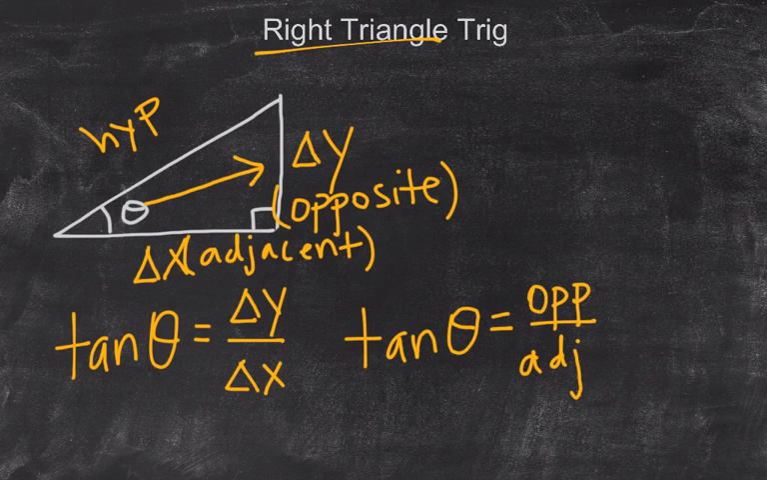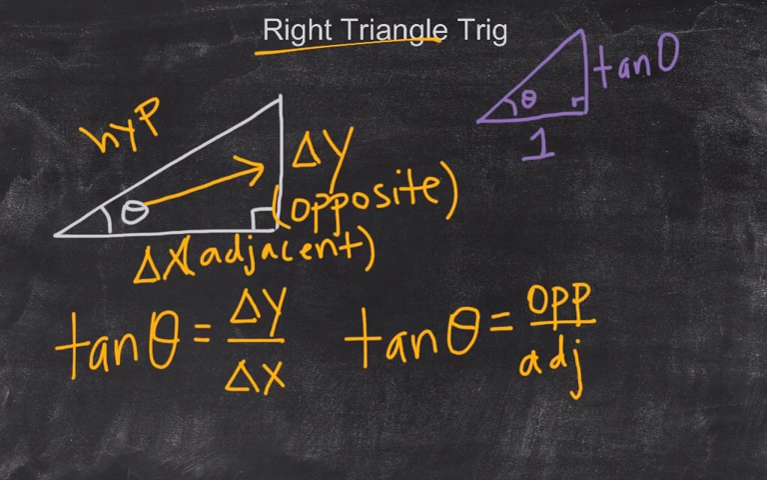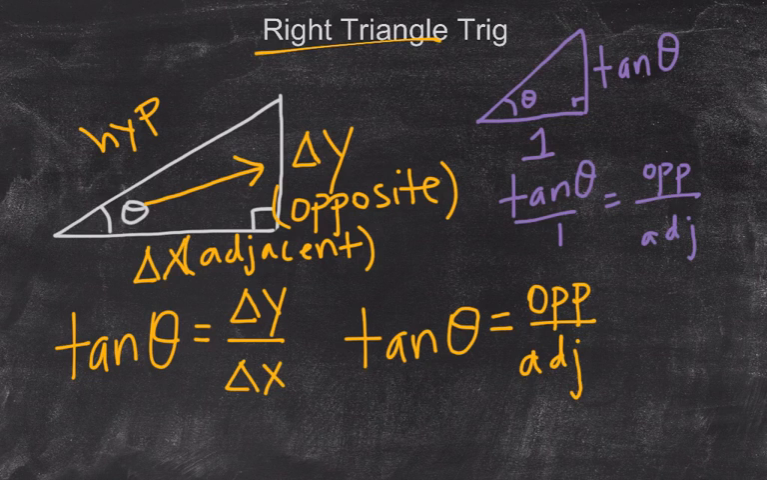One last way of thinking about that tangent ratio is that the tangent of theta is the height of a right triangle when the base is 1. So if we lock that adjacent leg to be equal to 1, then this opposite leg equals the tangent of theta, depending on what that angle is. So we can say the tangent of theta over 1 equals opposite over adjacent, and all we're doing is setting up a ratio between similar triangles.